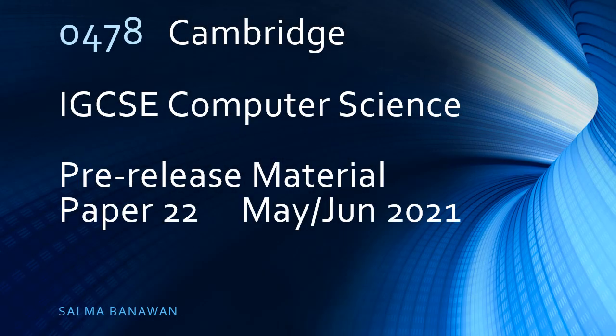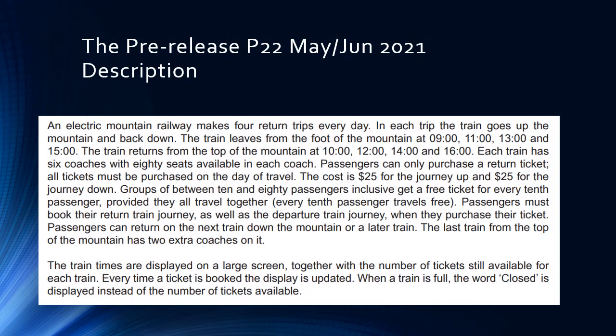I've been teaching the Cambridge IGCSE Computer Science 0478 for the last 4 years, and today I'm proud to present the pre-release material for the May-June 2021 Paper 22. This pre-release material deals with an electric mountain railway.